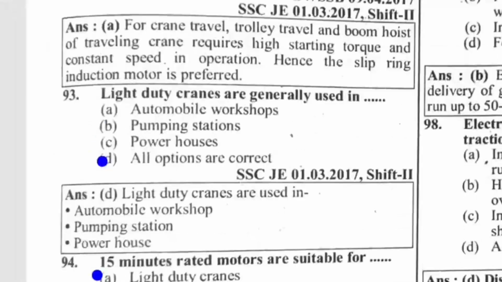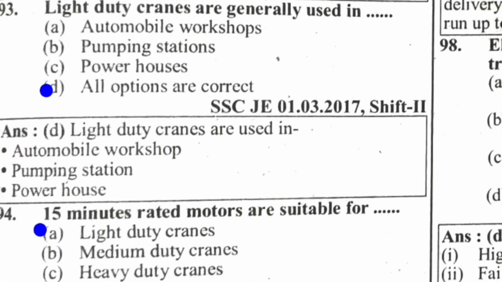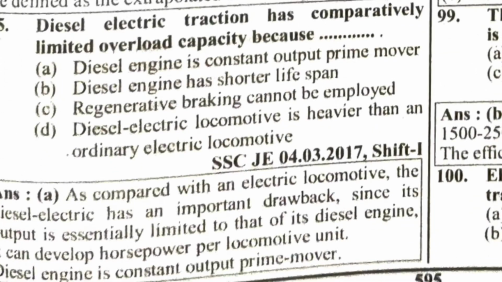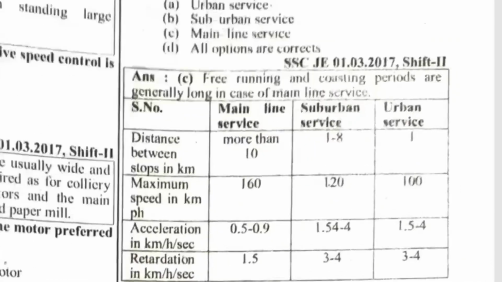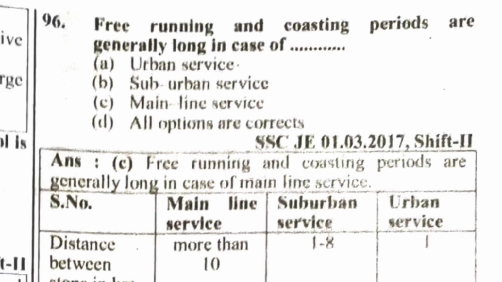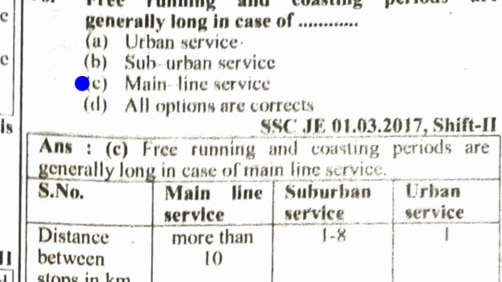15-minute light duty cranes, और ये क्या था? Light duty cranes are used in automobile workshop, pumping station, powerhouse, all. Okay. Diesel electric traction has comparatively limited overload capacity because the diesel engine is a constant output prime mover. Next है, free running and coasting period are generally long in case of main service line.